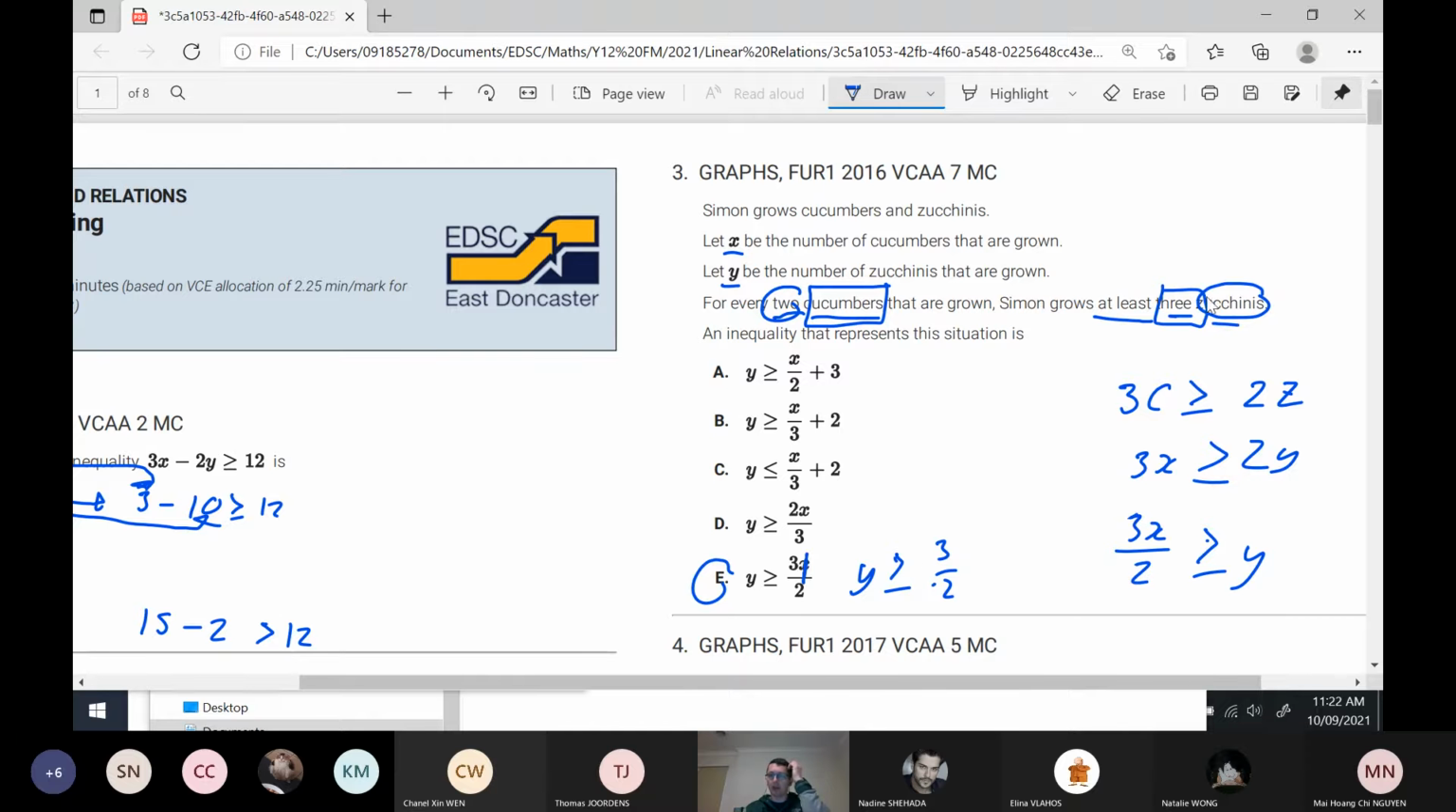I personally prefer my hack method and then using this terminology as well to help you with it. So I put the number on the other one and do that. Alternatively, we know that y is the number of zucchinis. We know that x is the number of cucumbers. Okay, for every 2 cucumbers that I've grown, there are 3 zucchinis.